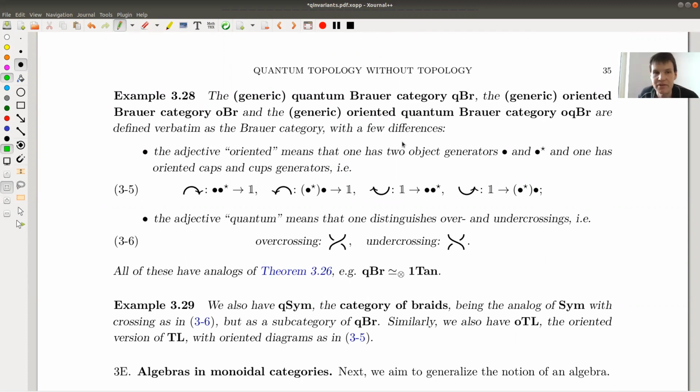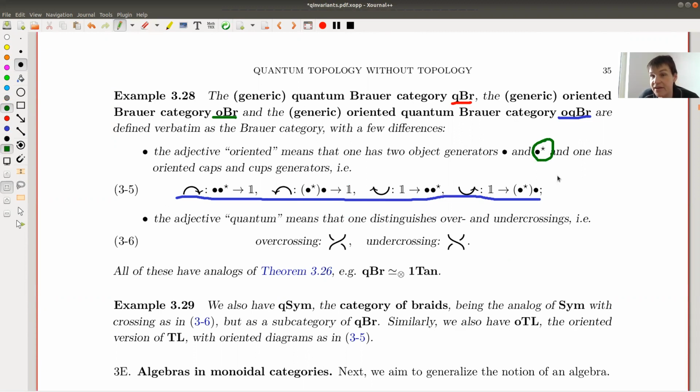It's basically the same example. There are various versions, and that gives them various names. There's a quantum Brouwer category, there's an oriented Brouwer category, there's an oriented quantum Brouwer category. Basically, oriented means you put in orientations. Strictly speaking, to make this work, you need an extra new element, an object generator, which keeps track of the orientations, like from star to star, I have a diagram that points down, and from object to object, I have a diagram that points up. But that's not hard. It's just a pain in the neck to keep track of.